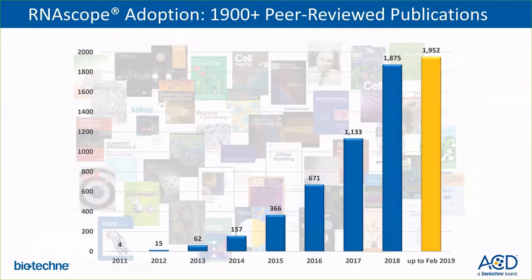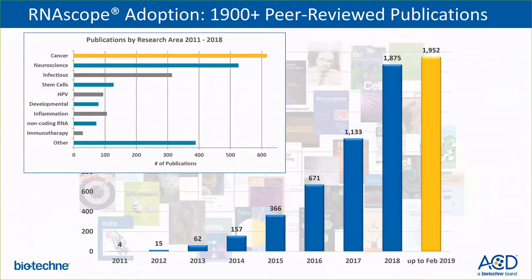The growth and adoption of the RNAscope technology is best exemplified by the number of peer-reviewed publications. We had our first publication in 2011, and since then there have been over 1,900 peer-reviewed papers published using the RNAscope technology in numerous journals, including many top-tier ones, as you can see. And the RNAscope technology is highly relevant across multiple fields of research, including oncology, neuroscience, infectious diseases, and stem cells.